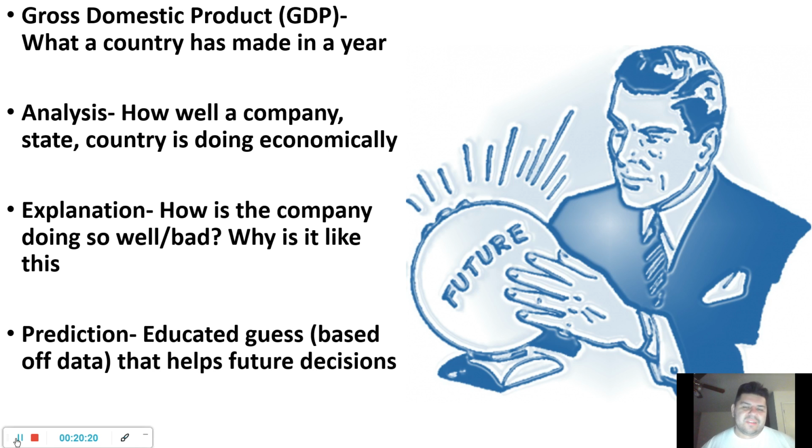Now, an analysis basically tells how well a company or a state or country is doing economically. You'll see it's a lot of numbers. If you ever look at an analysis of a company or a state, if you look up California's analysis numbers on our economy, it's big.